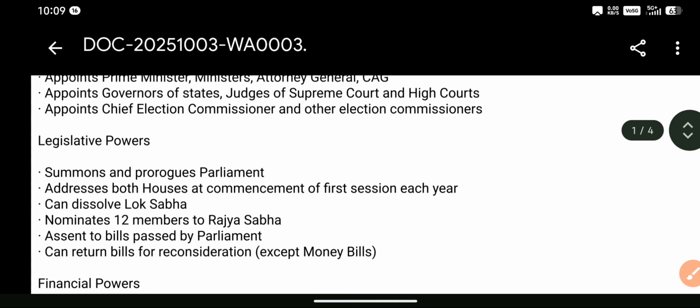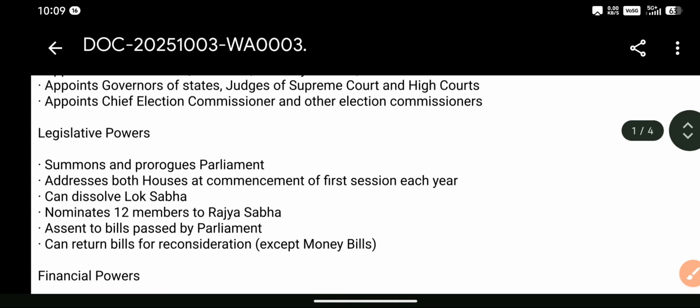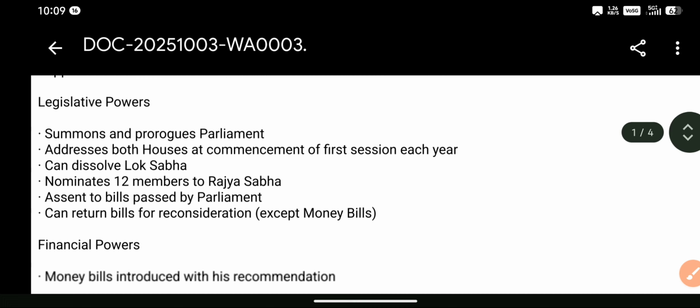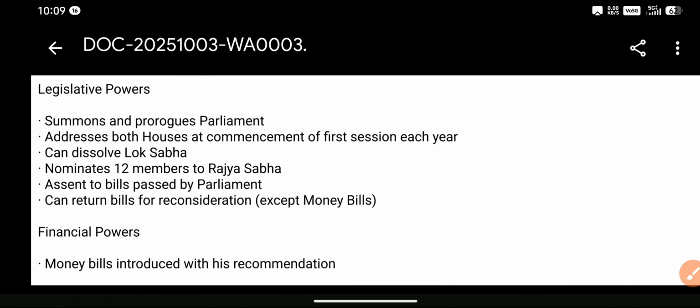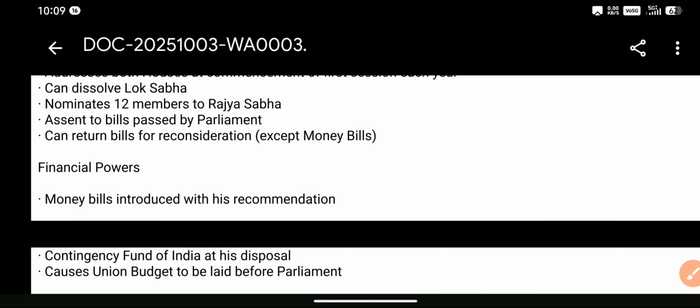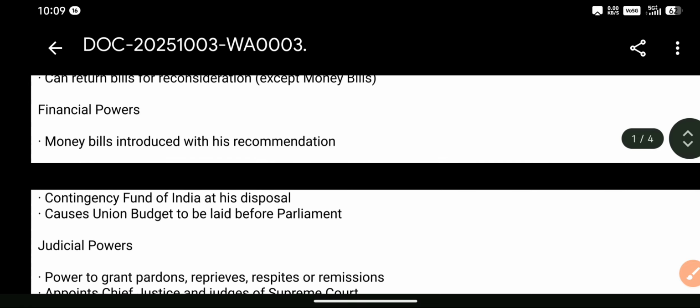commissioners. Legislative powers. Summons and prorogues Parliament. Addresses both houses at commencement of first session each year. And dissolves Lok Sabha. Nominates 12 members to Rajya Sabha. Assent to bills passed by Parliament. Can return bills for reconsideration except money bills.